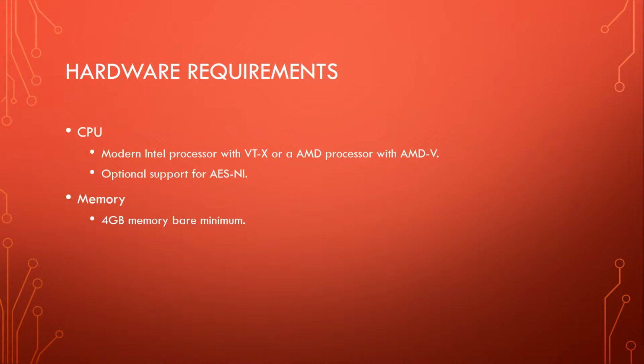Next, the minimum requirement for memory is 4 gigabytes, since your operating system probably already takes at least 2 gigabytes of memory. In the bare minimum case, you need to have at least 4 gigabytes to run your virtual machines, especially if you want to run another Windows instance as well.